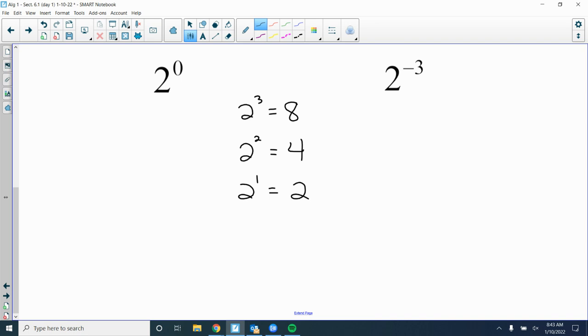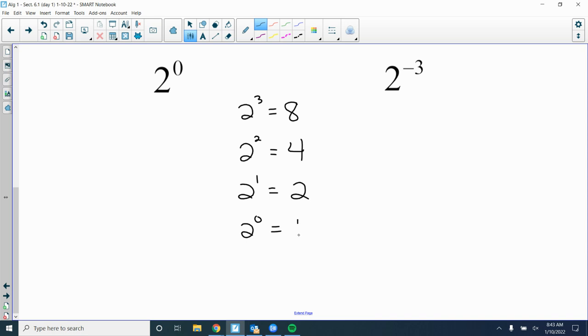Now, what are the patterns happening here? The power is going down, right? 3, 2, 1. What's going on on the right-hand side? That went from 8 to 4 to 2. Continue the pattern. If I go 2 cubed, 2 squared, 2 to the first, what should be the next exponent? 2 to the 0, because we're going down by 1. Well, what's happening on the right-hand side? Watch how you word that. 8 to 4 to 2. What's happening there, Maddie? It's cutting itself in half. 8 gets cut to 4, 4 gets cut to 2, and what happens when we cut 2 in half? You get 1. 2 to the 0 is 1.